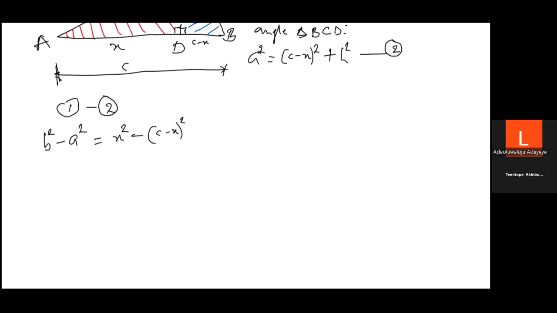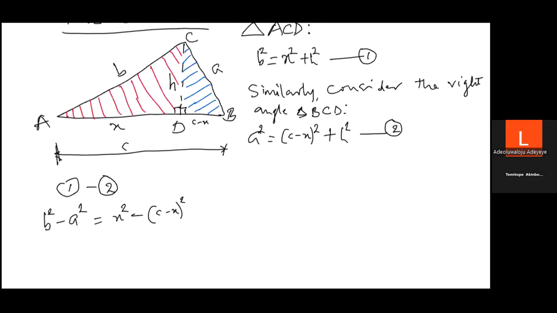Yes, sir. What has happened to h? H squared will cancel out. Is that clear? Oh, okay, yes, sir. Don't forget I said equation 1 minus equation 2. So plus h squared and minus h squared will cancel one another. That's the reason why it's not appearing here. So take note of that.